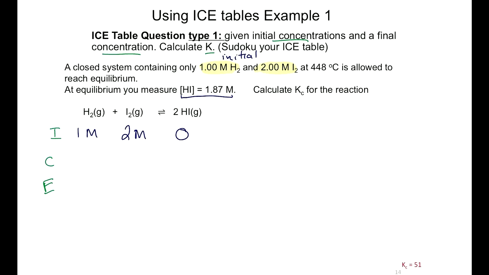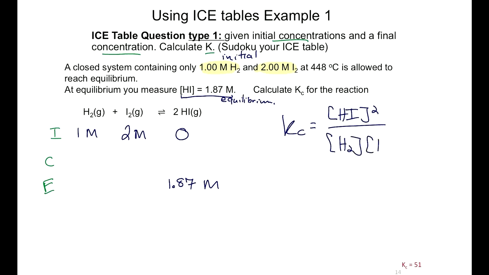And I tell you, at equilibrium, we measure an HI concentration of 1.87 molarity. Again, this is at equilibrium. And I tell you, calculate Kc for this reaction. So Kc, the generic expression for this reaction, is HI concentration squared, products over reactants, H2 and I2. Don't go trying to put 1 molarity and 2 molarity into this expression, because those are your initial concentrations. You want equilibrium concentrations in here.